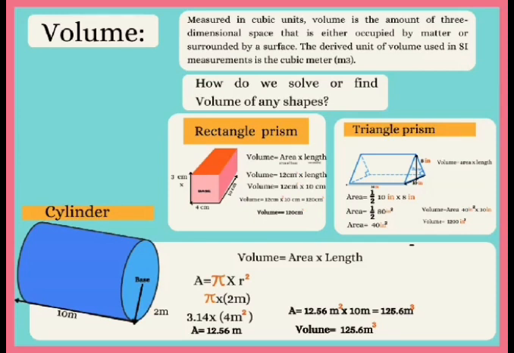So the length would be 10 meters. So 12.56 meters squared times 10 meters is equal to 125.6 cubic meters. So therefore, our volume is 125.6 cubic meters.